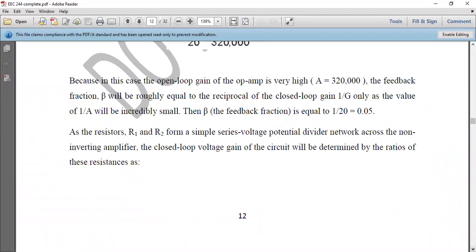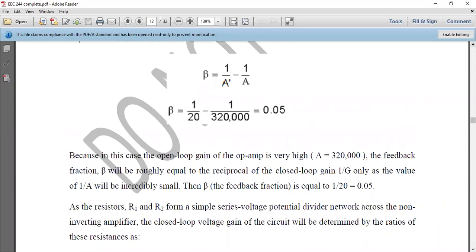Because 1 over A is very, very small, the beta now, which is the feedback fraction, is equal to 1 over 20, which is 0.05. So if you look at it, 1 over 20 is what takes precedence. 1 over 320,000 is negligible. So the answer is beta equals 1 over 20 because the open loop gain A is very high.